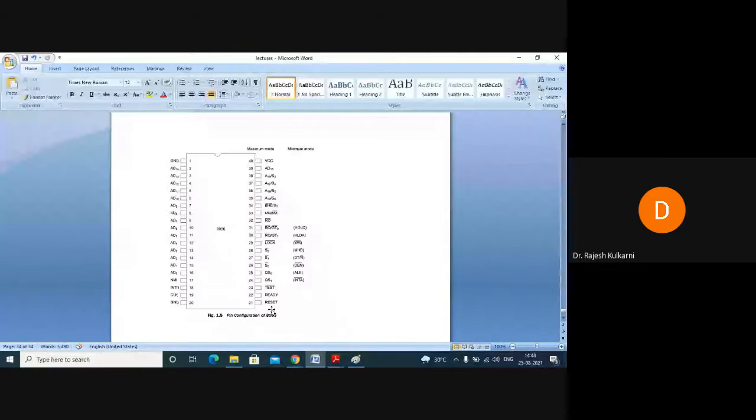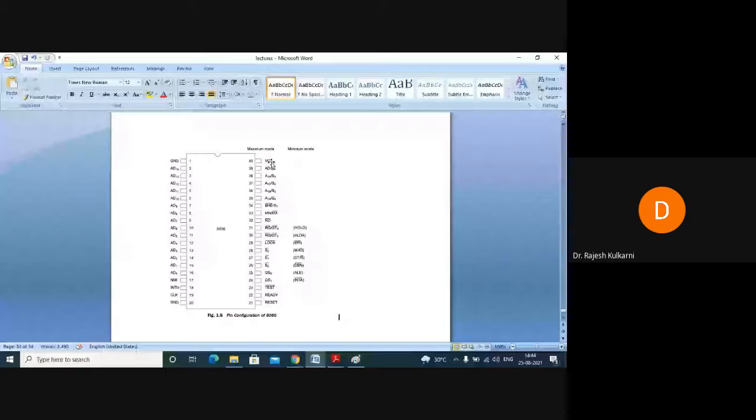Then you have something called clock. This is for giving the clock input. Okay. Then you have ground. You know the purpose of ground. Then you know what is VCC. Here it is VCC. VCC is for 5-volt power supply.